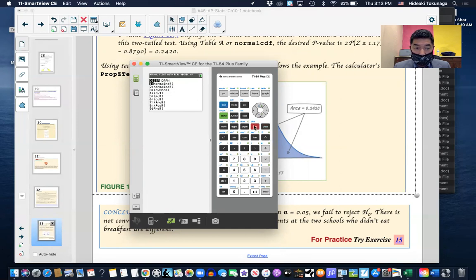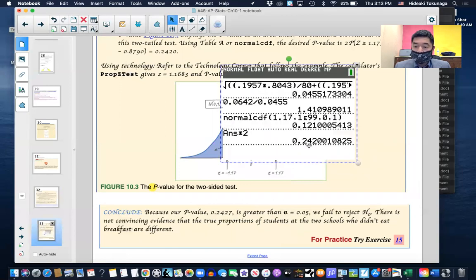Let me clear everything. Go here, normal CDF, lower 1.17, and upper is infinity, and paste. Okay, 0.12, and times 2 because of two tails, so it's going to be 0.24. Against the alpha level of 0.05, it's much bigger than that. So we fail to reject the null hypothesis.